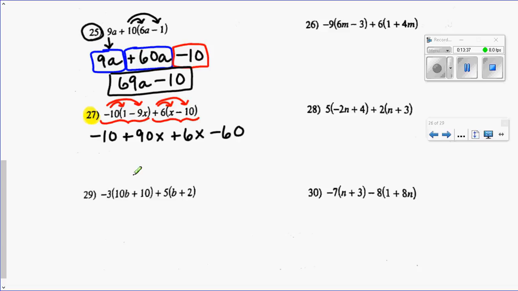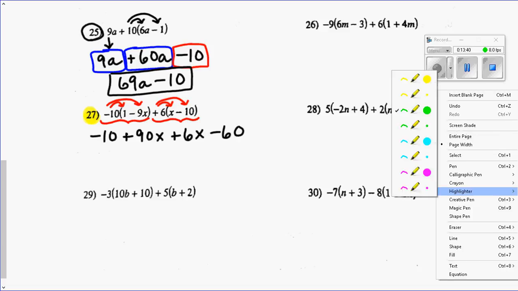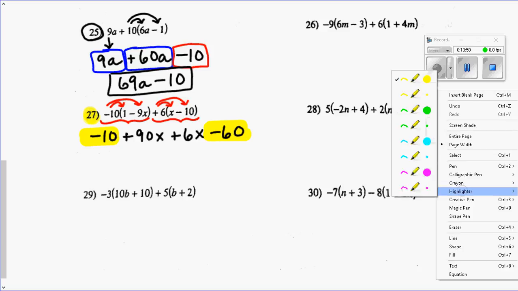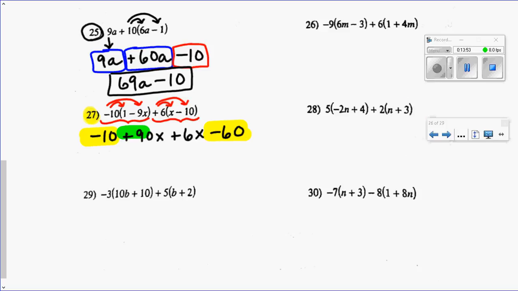Okay, now, let's use a highlighter here. Okay, I've got yellow. So let's highlight the numbers, negative 10, negative 60. And we'll pick a new color for the x terms, positive 90x, positive 6x. Okay, now combine the x terms and then combine the number terms. This is 96x. And then I'm going to combine negative 10 and negative 60. That's negative 70, or I can write it as minus 70.